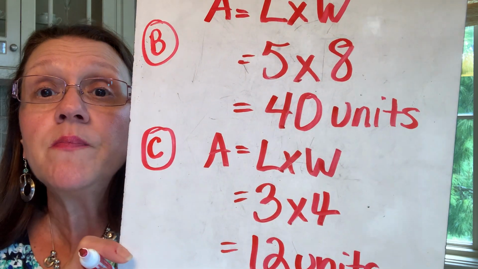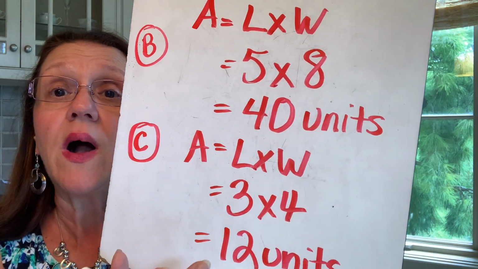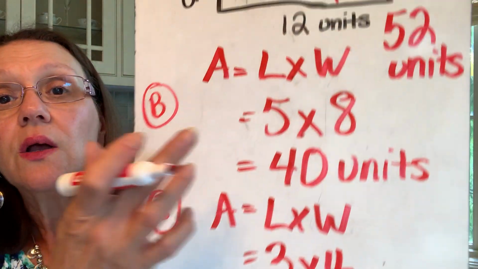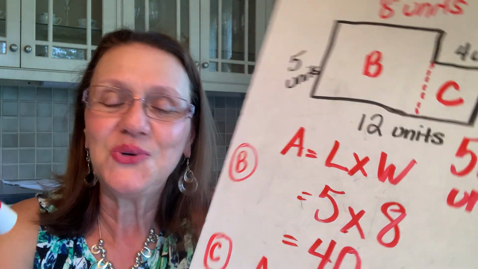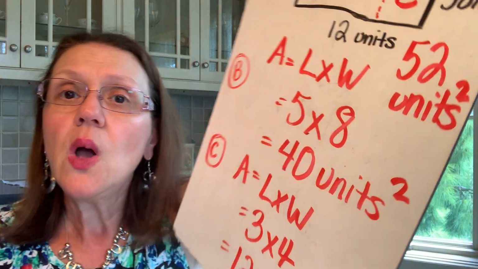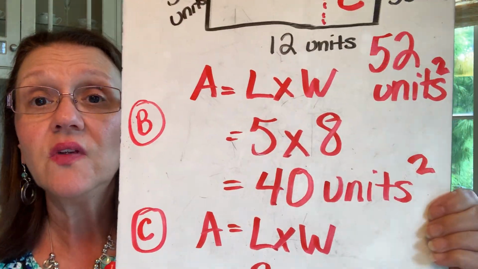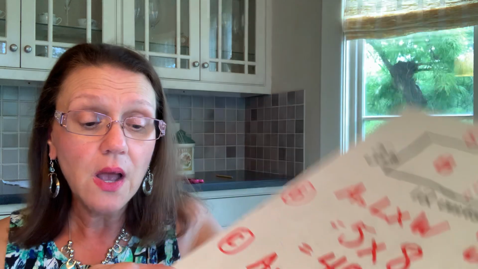Now for this problem, I'm going to add my 40 plus 12, which gives me a total of 52 units is my area. Oh, but there's a problem, because units times units gives me units to the power of 2, or squared units. So I'm going to square all of my units. Now, for those of you that forget to square your units, it's a good idea when you're substituting.